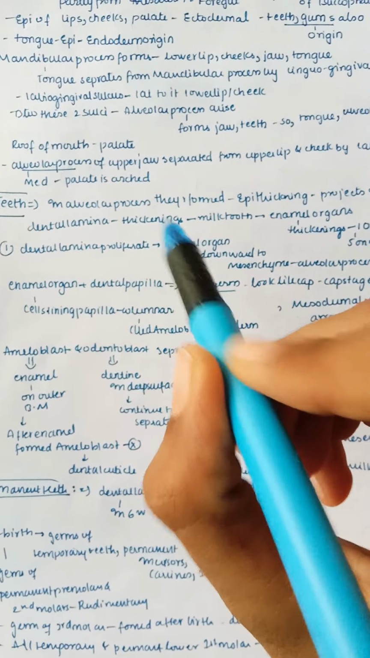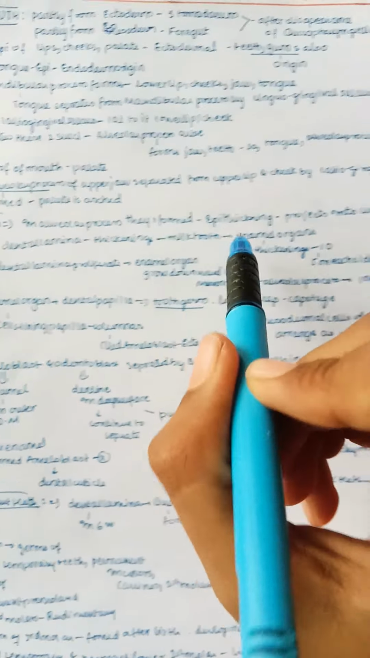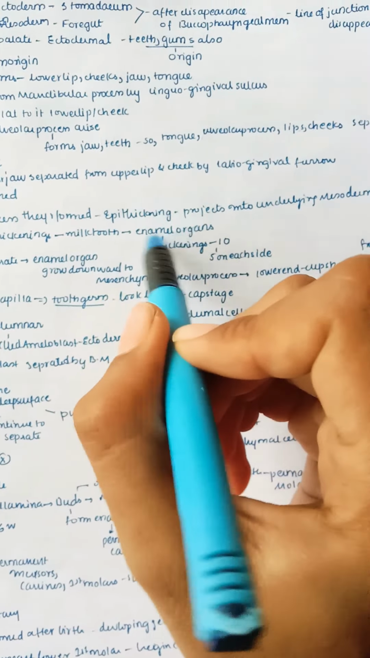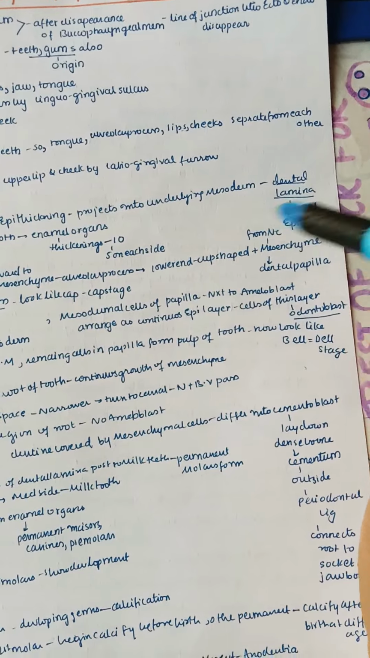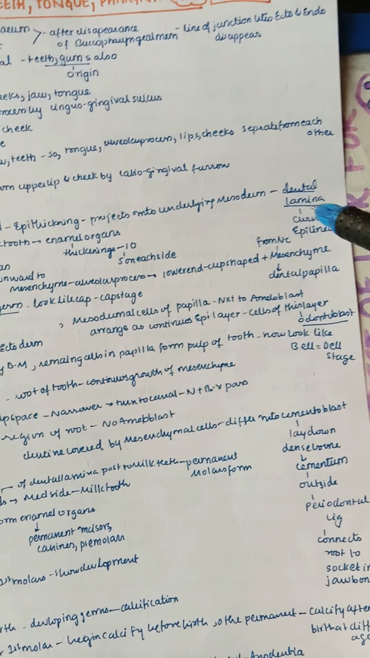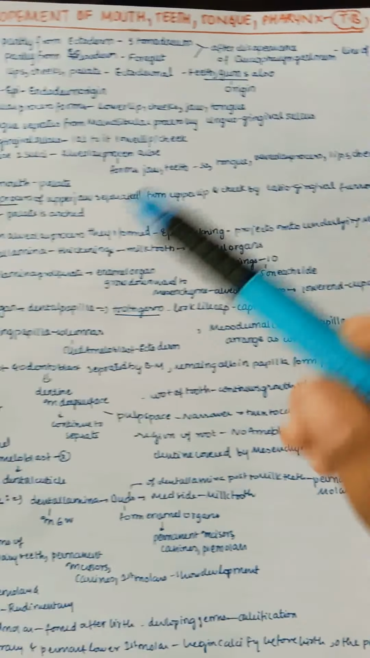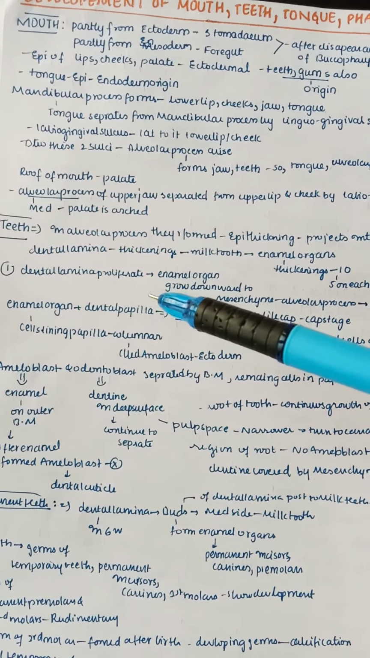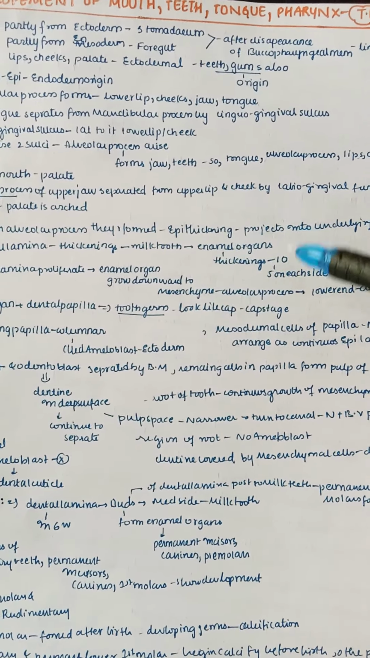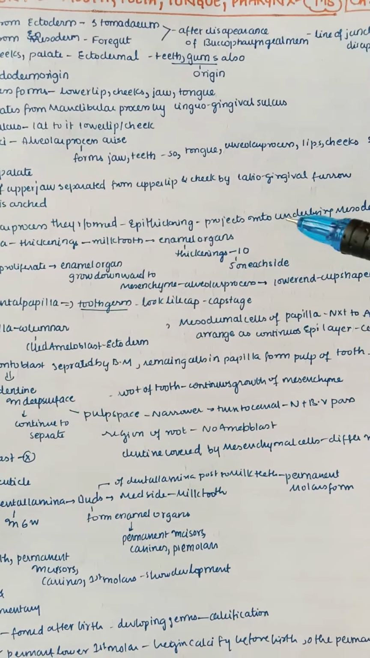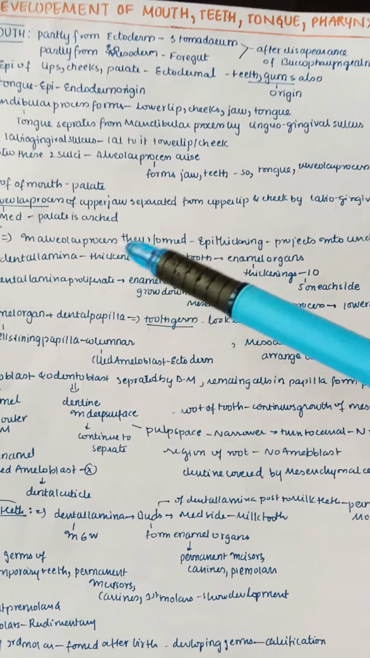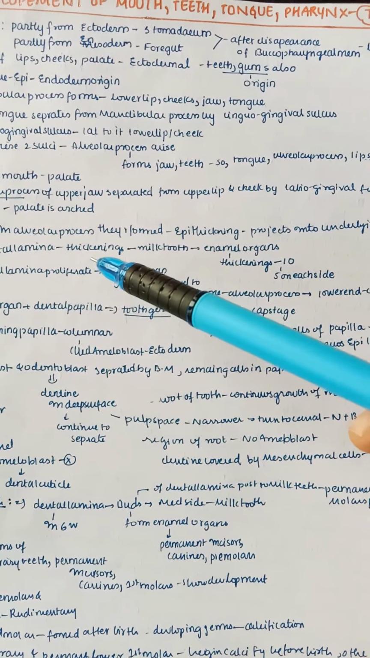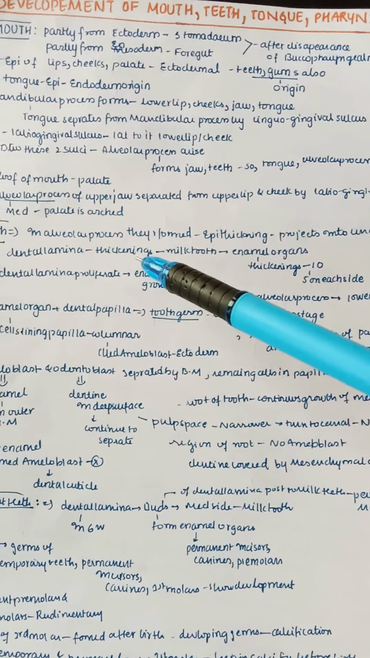So in the alveolar process, they are formed mainly from the epithelial lining. The epithelium thickens around it and projects into the underlying mesoderm, which is nothing but the dental lamina. The dental lamina thickenings form the milk tooth enamel organs, about 10 and 5 on each side.